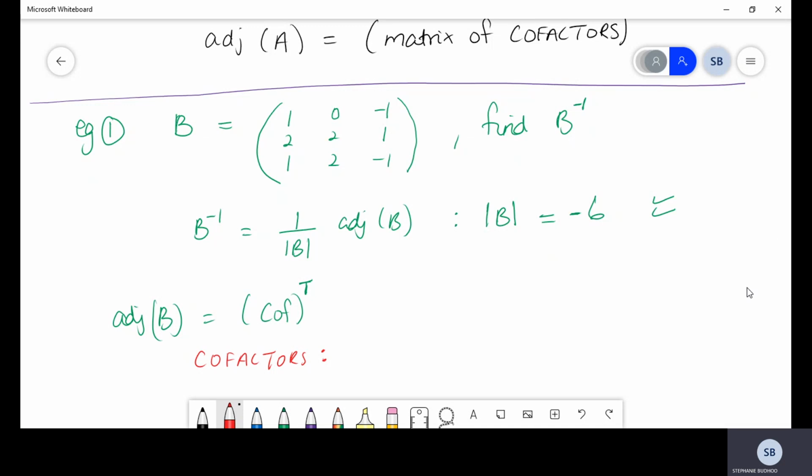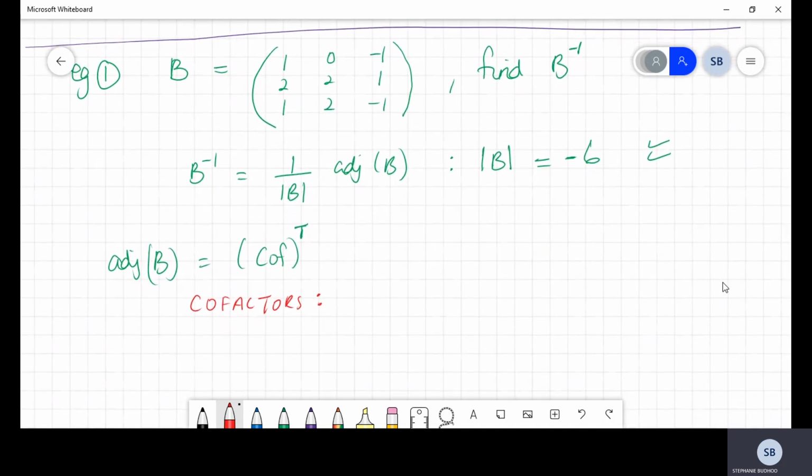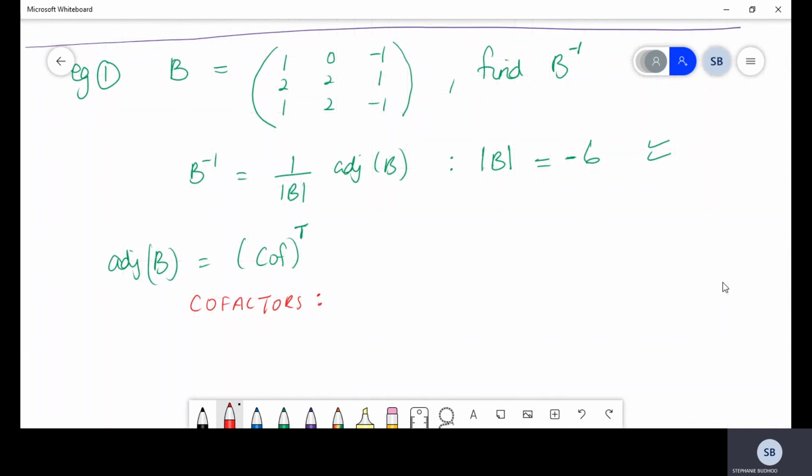And if you guys can recall the video on cofactors, if we were to find that first cofactor that goes in this position, that's the position of first row, first column, it would be equal to, start with your positive sign, and if you eliminate the rows and the columns that that element belongs to, it will be the determinant of the remnants. And the determinant of the remnants is 2 multiplied by -1, subtract 1 multiplied by 2.